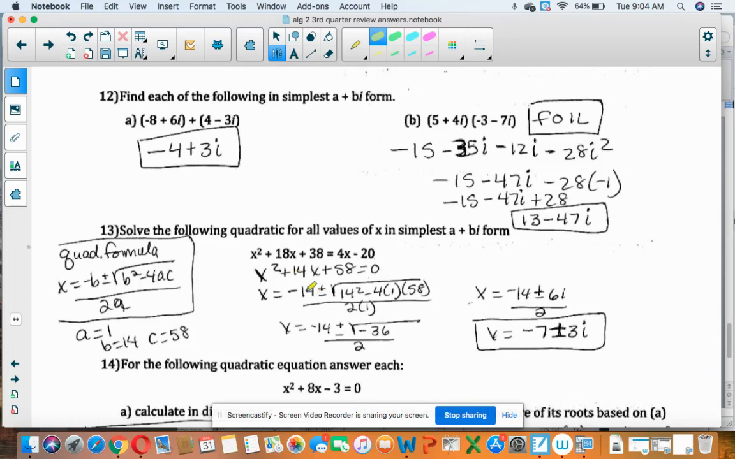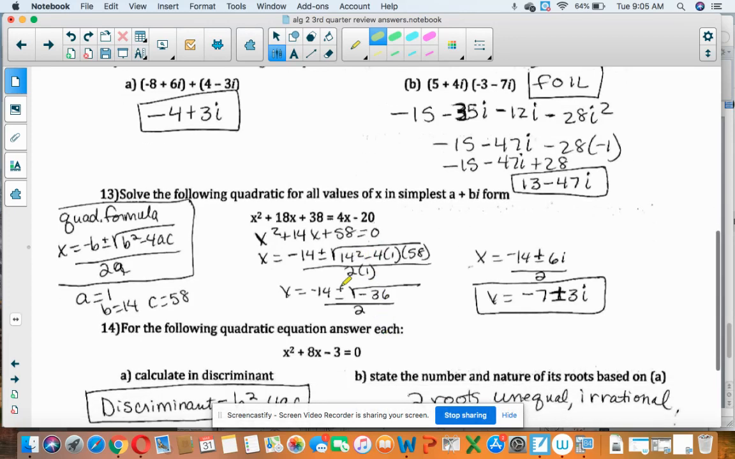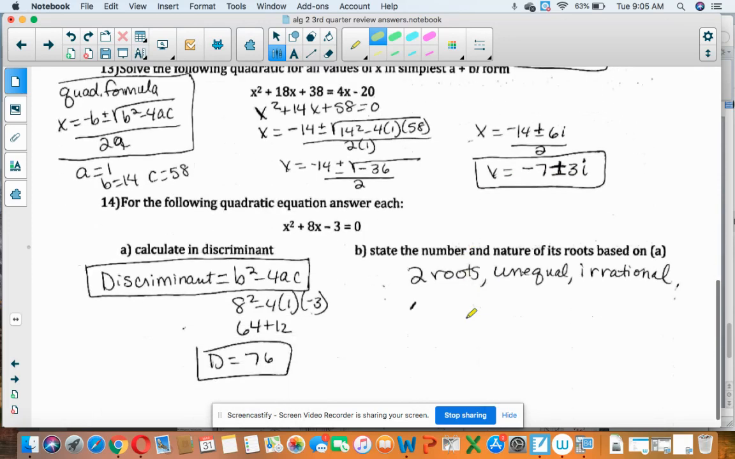So I'm just plugging this in. Negative 14 plus or minus the square root of 14 squared minus 4 times 1 times 58. I simplify what's under this radical in my calculator, and it gives me negative 36. So I really have the square root of negative 36, which is 6i. So I have negative 14 plus or minus 6i over 2. Since these are all even numbers, I can simplify. Negative 14 divided by 2 is negative 7, and 6 divided by 2 is 3i. So my answer is negative 7 plus or minus 3i.